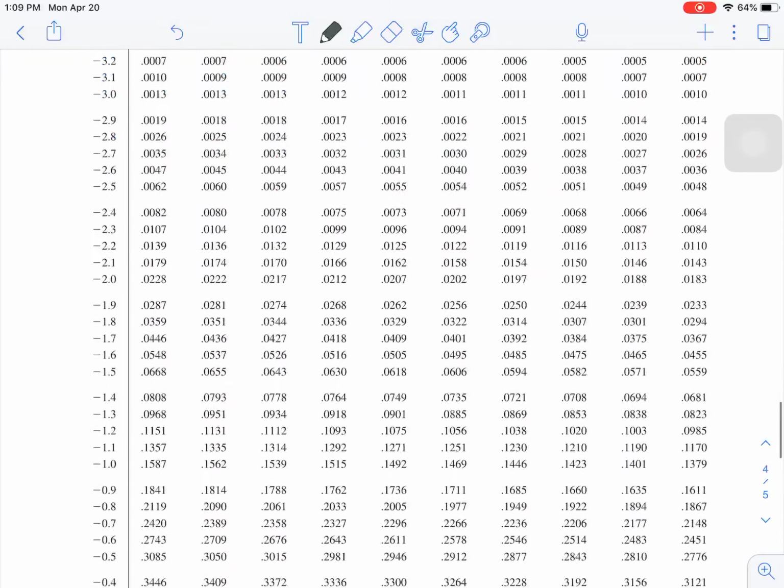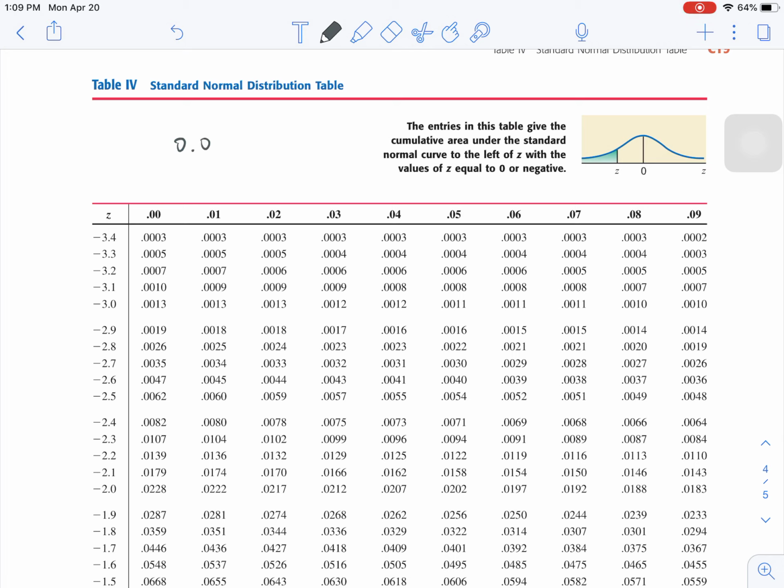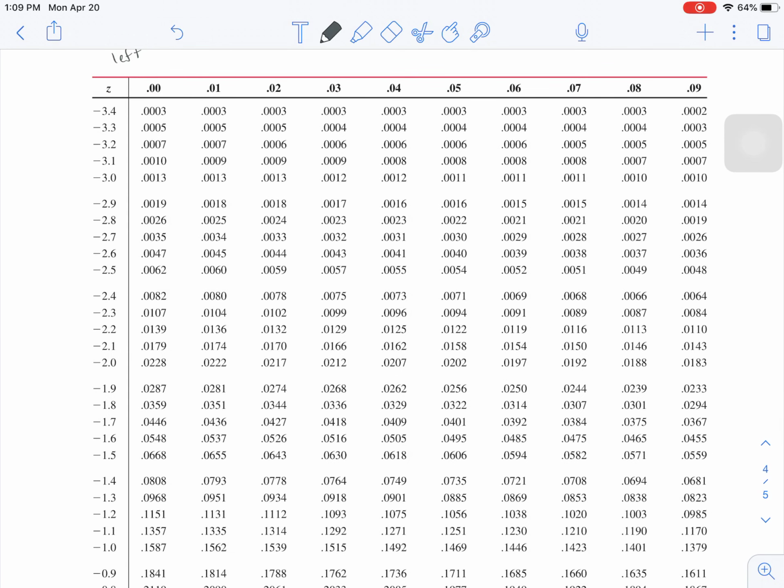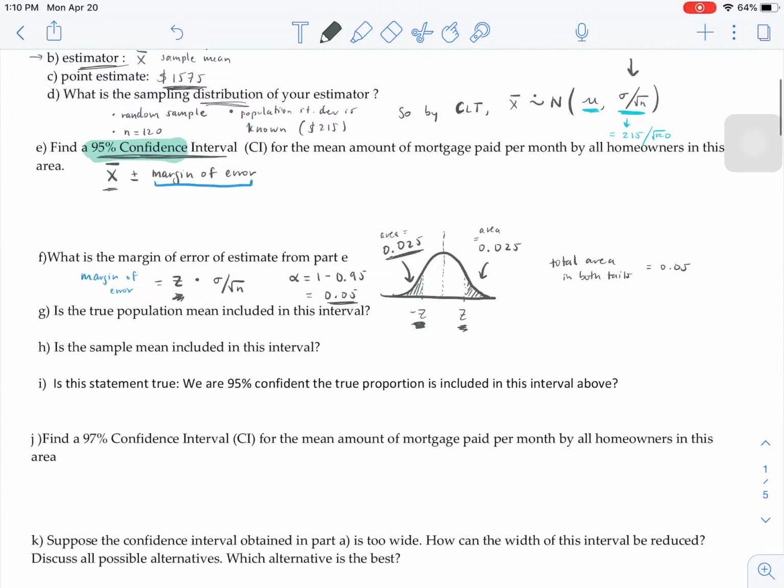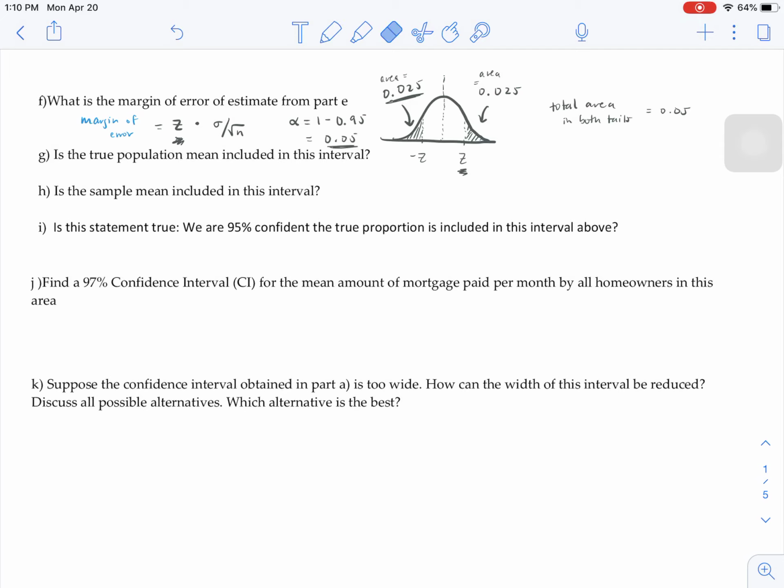So let me go to my table. I want to find the z-score corresponding to an area to the left of 0.025. So I go in my z-table and I look among the areas, and I find it right here. The z-score corresponding to an area to the left of 0.025 is negative 1.96. So I know that my negative z-score here is negative 1.96. So this one here must be positive 1.96.